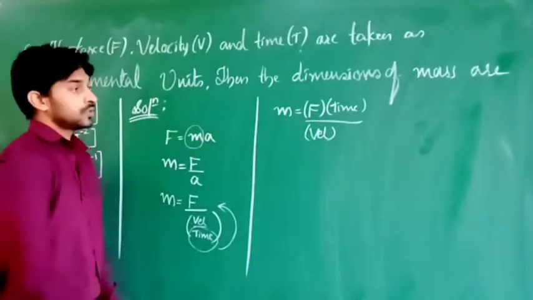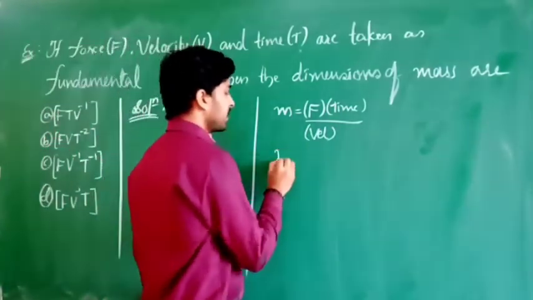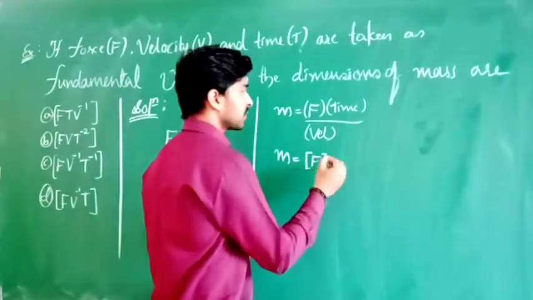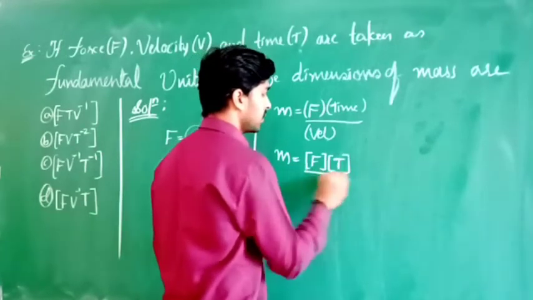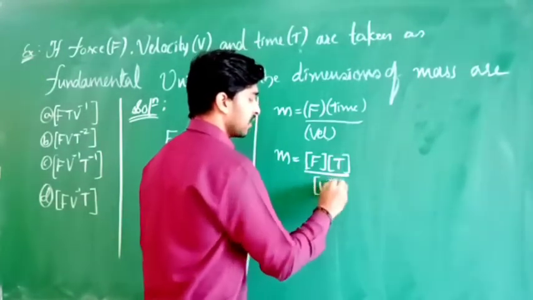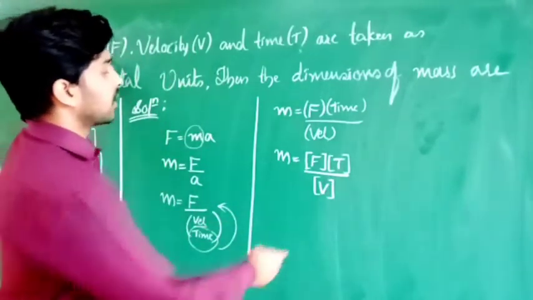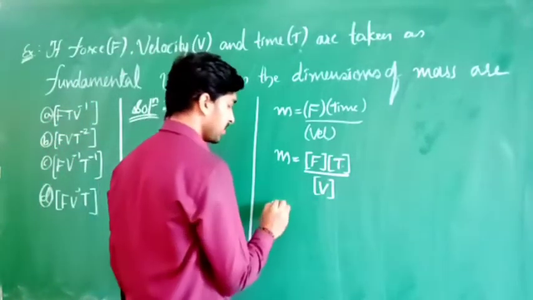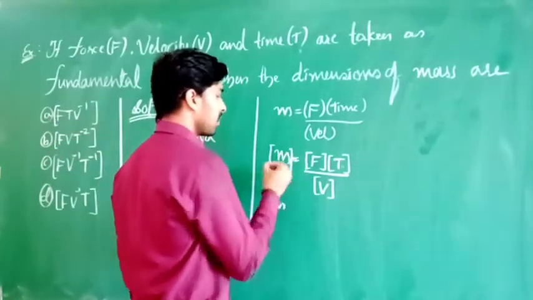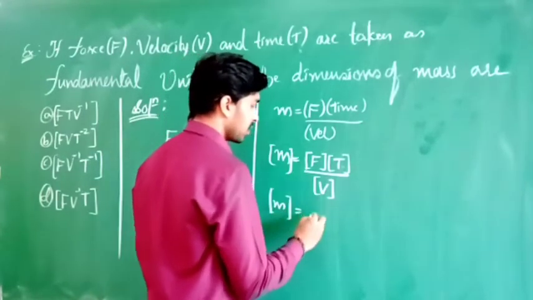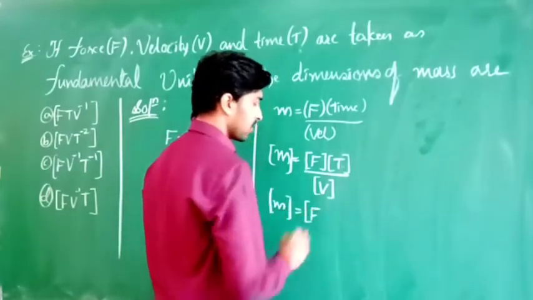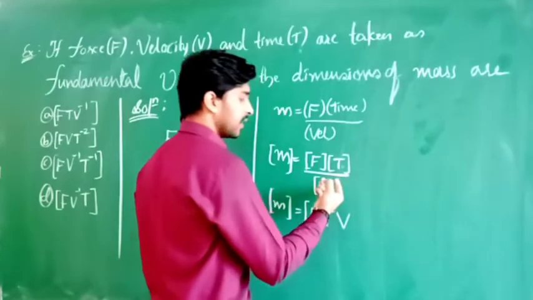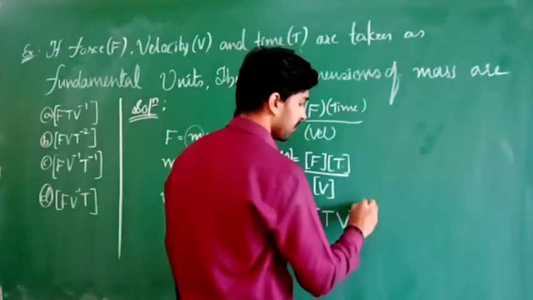Clear? So now substitute the fundamental units that are given. m is equal to, for force they have given F, for time T, for velocity V they have given. Correct? So if you take velocity to the numerator, the dimensional formula for mass will become F, T, and next V power 1. If we take it to the numerator, it means V power minus 1.